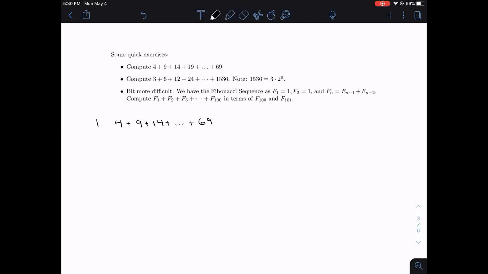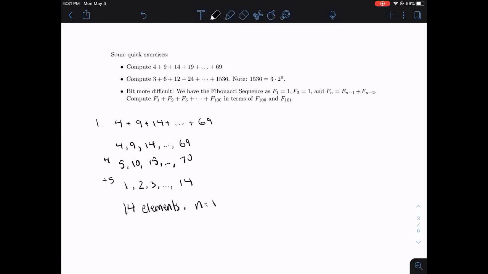So we compute how many terms there are. Let's look at the sequence: 4, 9, 14 to 69. For counting, we want to count how many numbers are in the sequence. So we add 1 to get 5, 10, 15, all the way to 70. Now we notice all of them are divisible by 5, so we divide by 5. We get 1, 2, 3, all the way to 14. So there are 14 elements. So n equals 14.